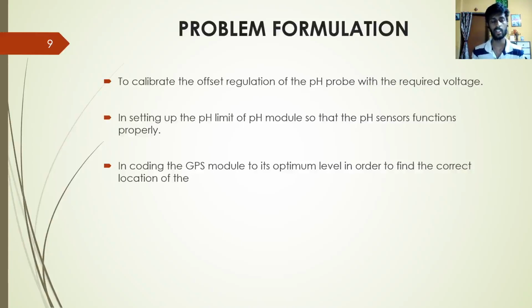Then the next was to set up the pH limit. We all know the pH scale is 0 to 14, with 0 being acidic and 7 being pure water. 7 to 7.3, it may be 7.4, and the rest is alkaline. By setting the pH limit of the module, we wanted the pH to function properly according to its required voltage. That was already explained in step 1.